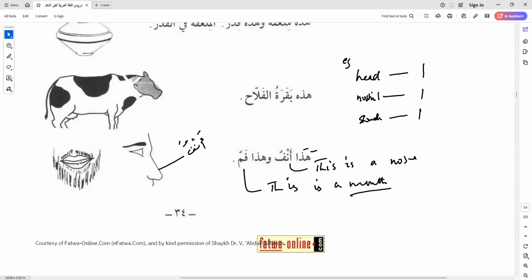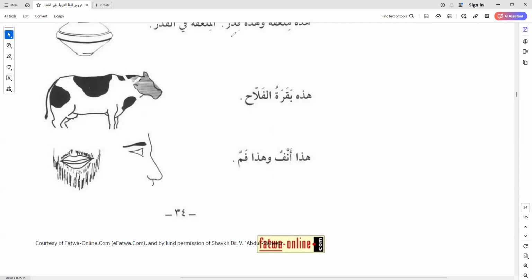So this is the mouth, as you can see here. So he's not talking about the lips, but he's talking about the mouth. So the use of هذا is appropriate. Why? Because you have one mouth, but you have two lips. Right? I'm yet to see a human being with two mouths.